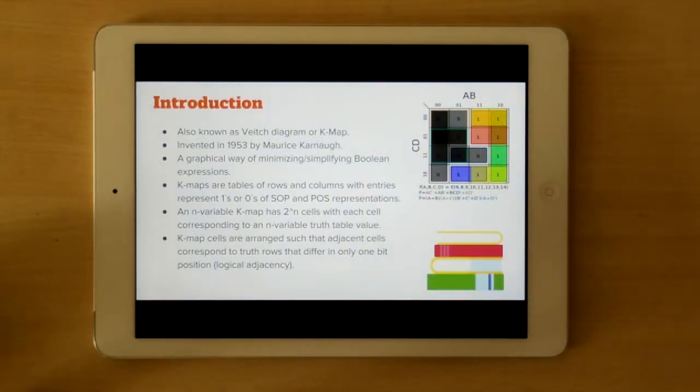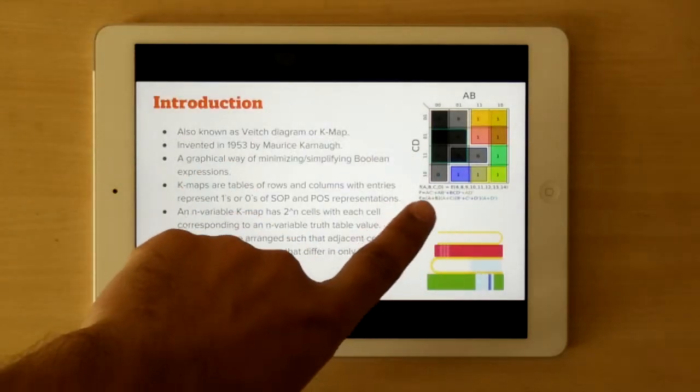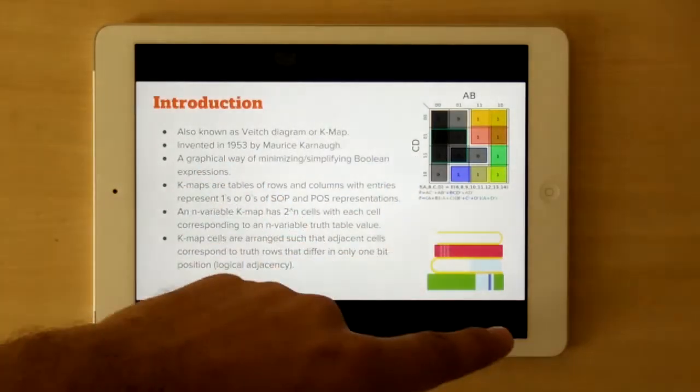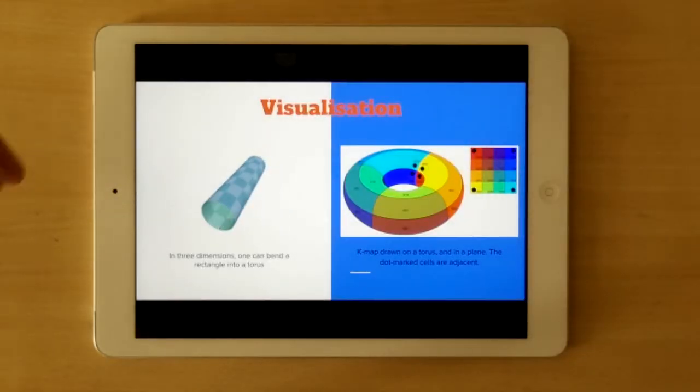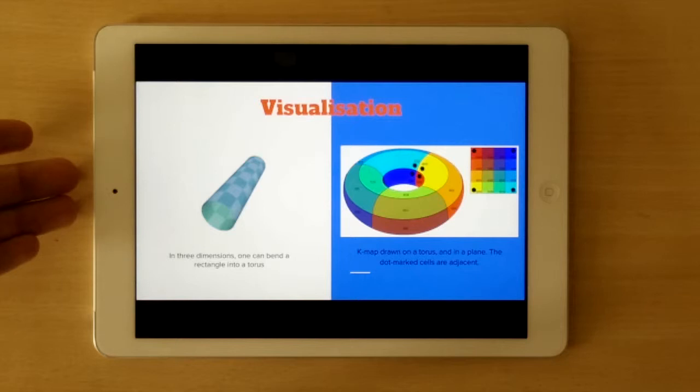Well, that was not such a good diagram. My handwriting's not that good, but here's what the K-map looks like. We already saw that. Moving on, we have the visualization of the K-map.